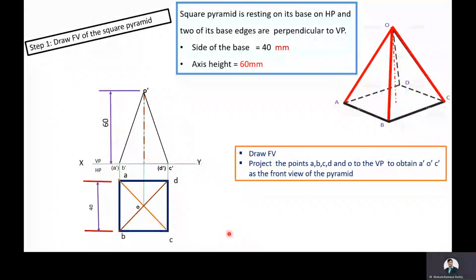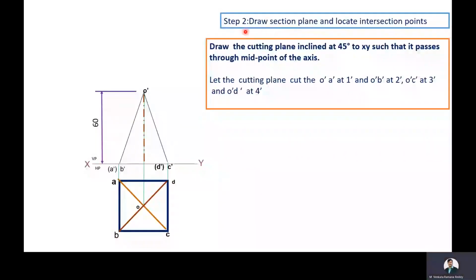With this, we completed drawing the top view as well as the front view of the square pyramid when it is resting on its base on HP and axis parallel to VP. Then we'll move towards drawing the section plane line in front view. In step 2, we'll draw the section plane as well as locate the intersection points of the section plane with the face edges of a square pyramid.